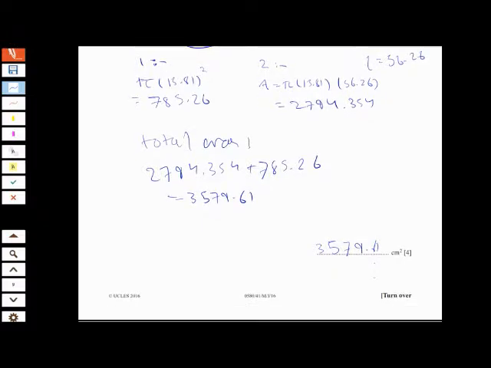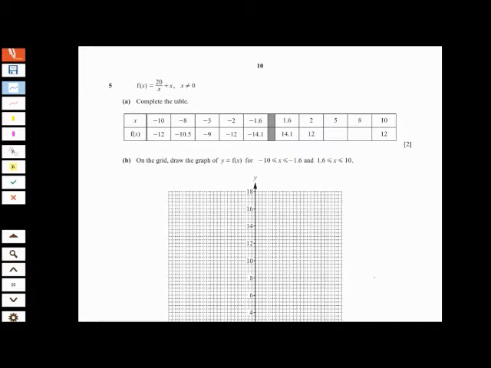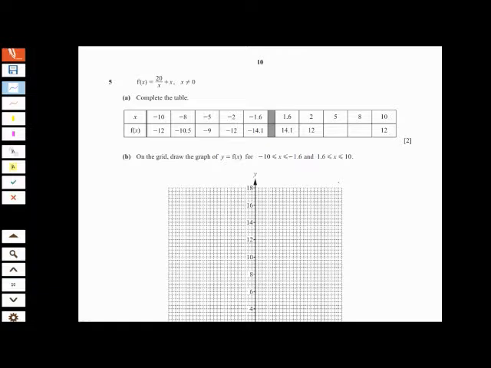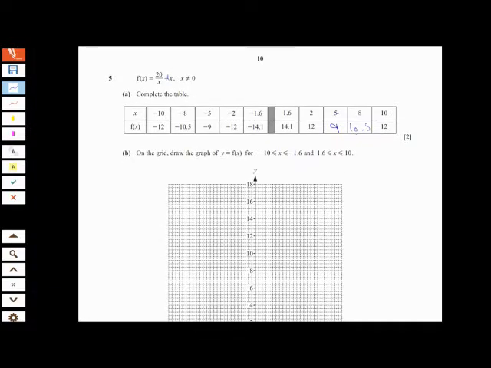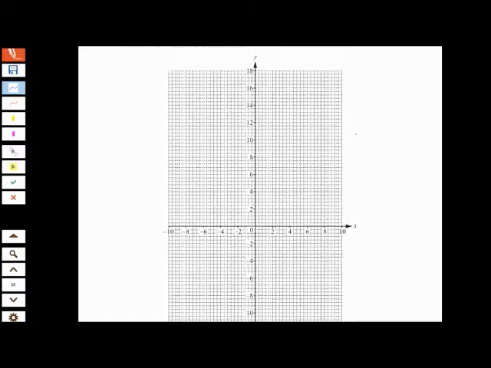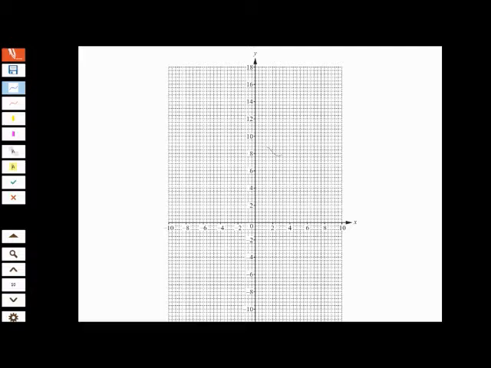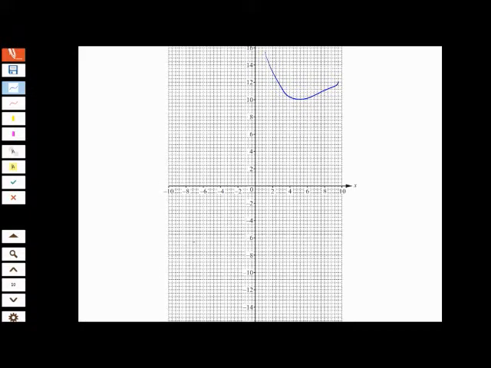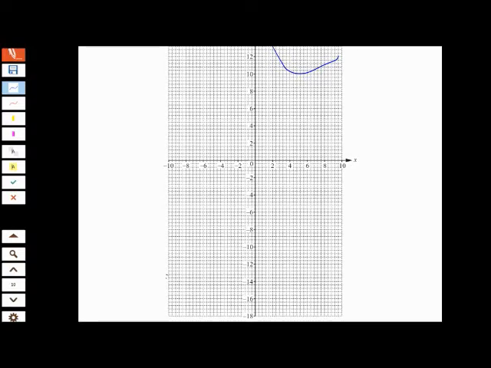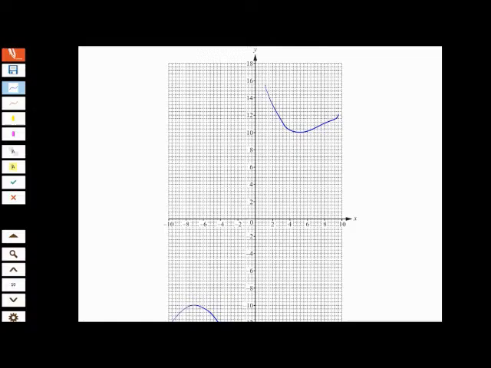Now question 5. Okay. Complete the table. Substitute the values into these equations and you'll get 9 and 10.5. And then plot the graph and connect the dots. You'll get something that looks like this. Now from here it goes something that looks like this. Yes.